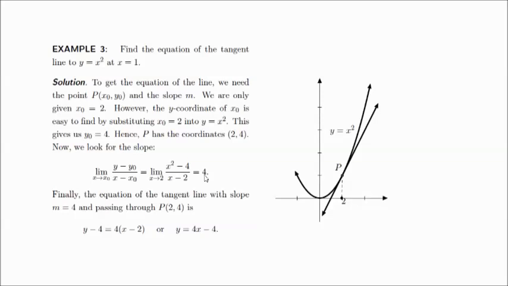Ngayon, meron na tayong slope. So we can now sub this to using the point slope form. Okay? So we have yung x sub 0, y sub 0, 2, 4, and then yung slope. Arranging this, we get this one. So therefore, this is the equation of this tangent line. Okay?